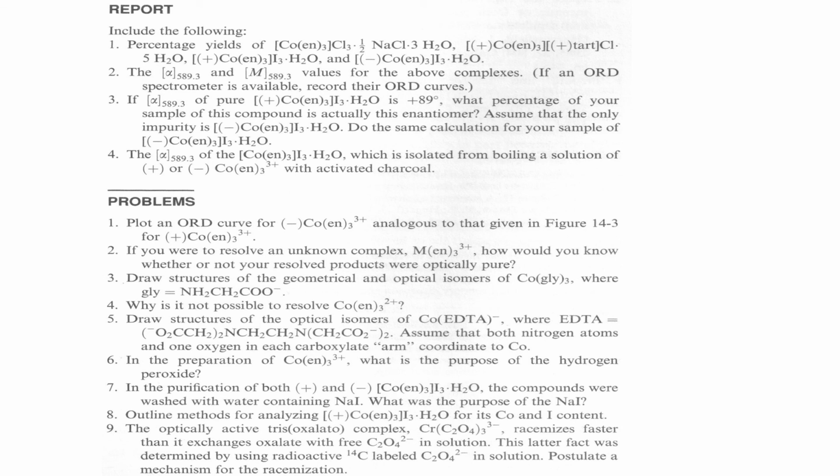Then the optically active tris oxalato complex, Cr(C2O4)3 3 minus, racemizes faster than it exchanges oxalate with free C2O4 in solution. The chromium oxalate enantiomers racemize quickly, and they use carbon-14 labeled oxalate in solution. Postulate a mechanism. To answer question 9, you can go to the end of chapter 12 in Miessler. It shows the racemization of complexes and the mechanism of racemization.